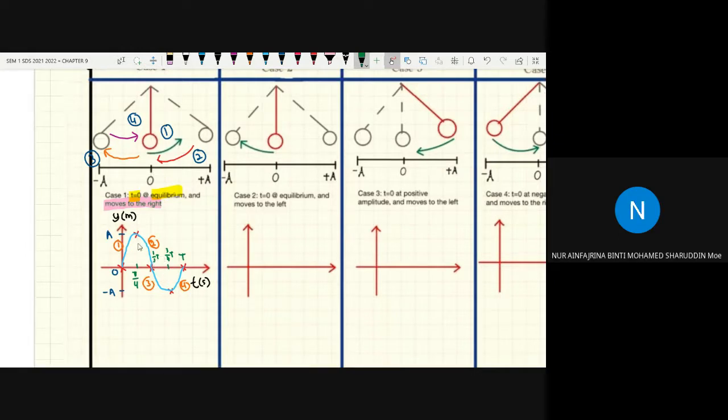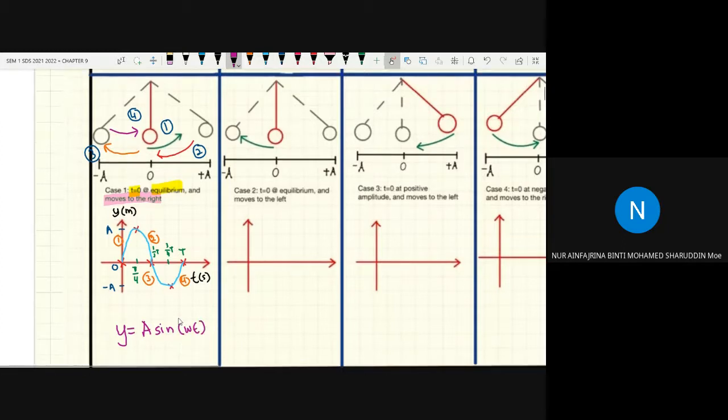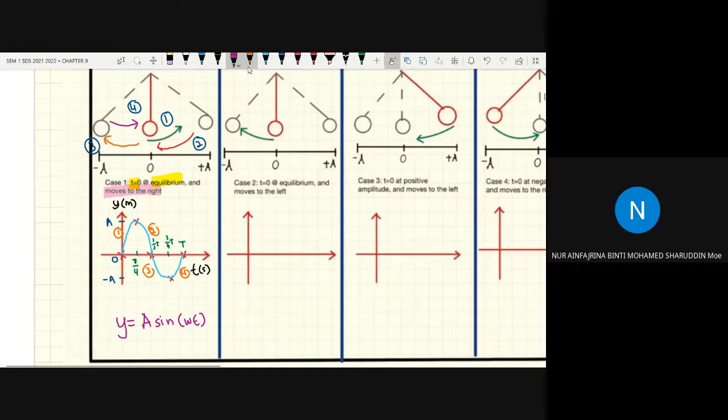Okay. So yes, this is sine graph. So kalau dia sine graph, you akan dapat y equals to a sin omega t. Okay, so you akan ada amplitude dan you will have sine graph. And then sine graph ini dia akan include dengan you punya angular velocity as well. So this is the equation.